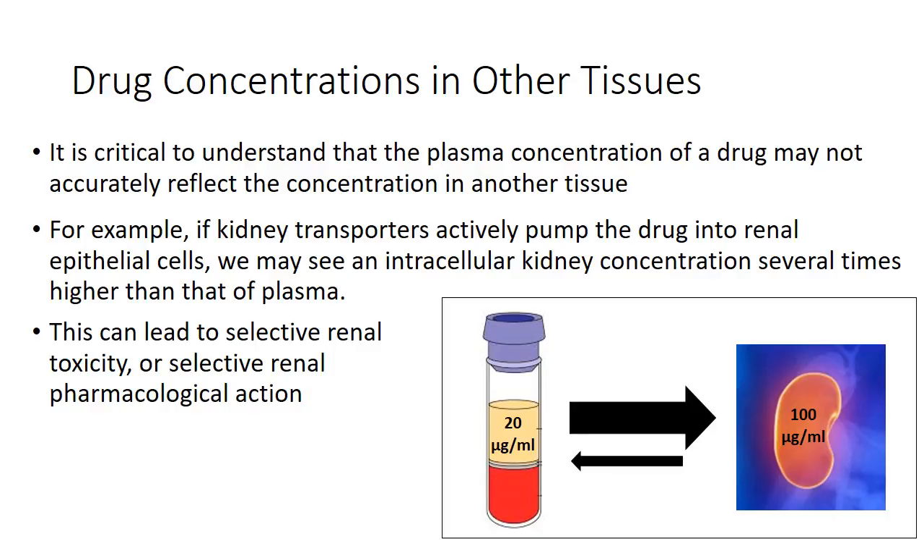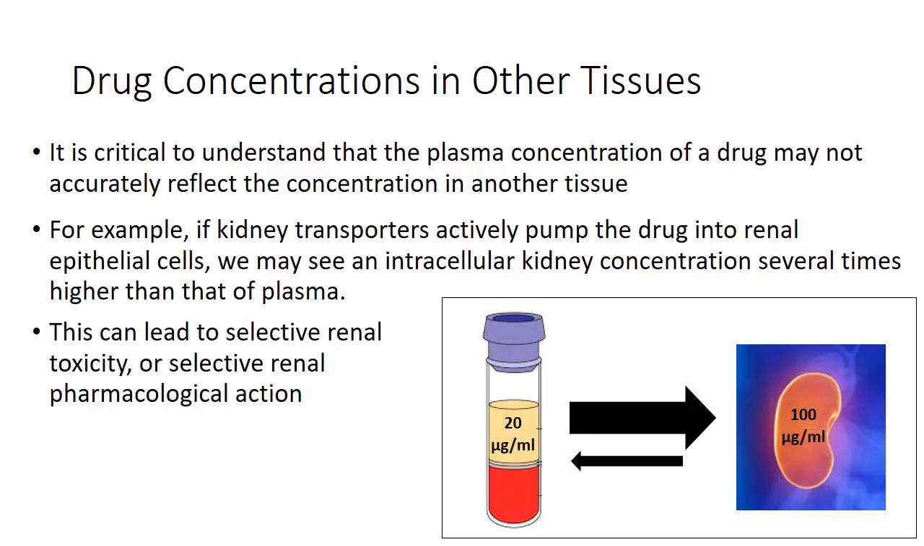So we were talking about drug concentration in the plasma. What about drug concentrations in other tissues? What's critical to understand is that the plasma concentration of a drug may not accurately reflect the concentration in another tissue. What I mean by that is, if you measure the plasma concentration of a drug, we just get this hypothetical number, 20 micrograms per milliliter. But what if I looked in the kidney cell? Literally, if I had the ability to look inside the individual cells of the kidney, those epithelial cells in the nephrons, what if it were at 100 micrograms per milliliter? Believe it or not, that can easily happen.